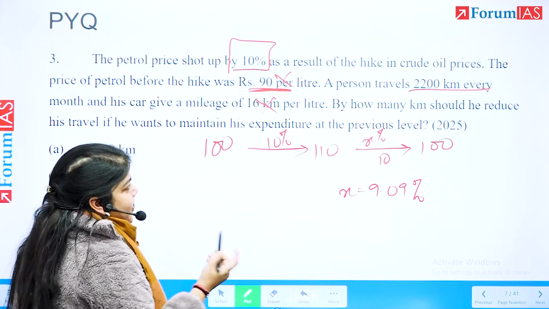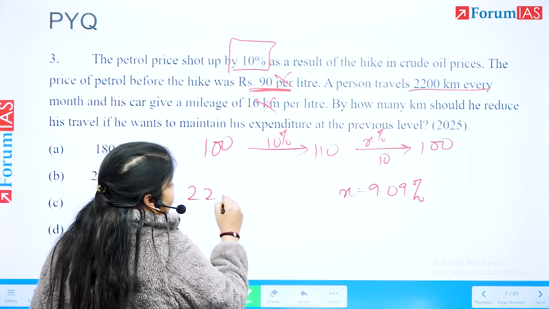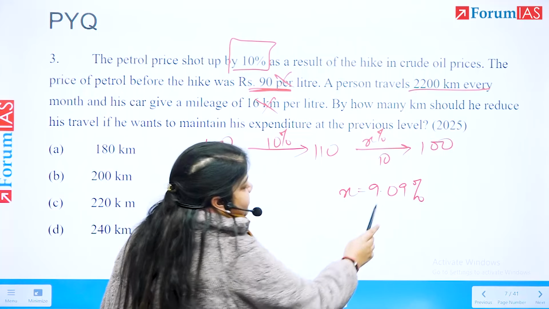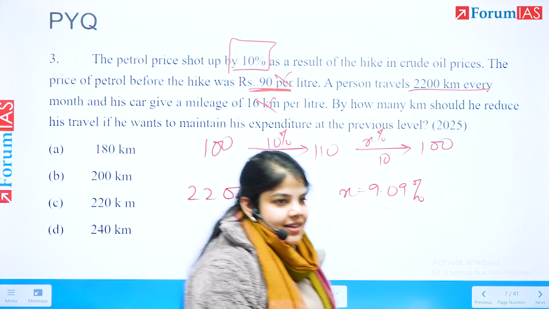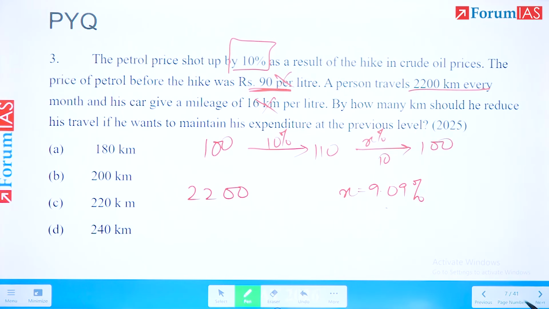Right? So what is your answer? Your answer is equal to 2200 का 9.09. That's it. इतने से ही तो कम कर रहे थे. कितना परसेंटेज रिड्यूस करना है? 9.09. And you'll get your answer. So there are questions where you will be able to use the concept directly without going into details which are not needed. Okay?